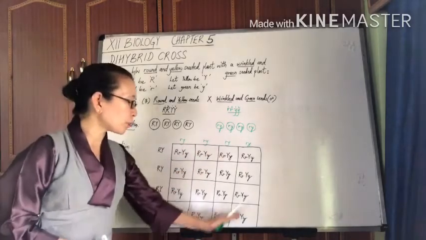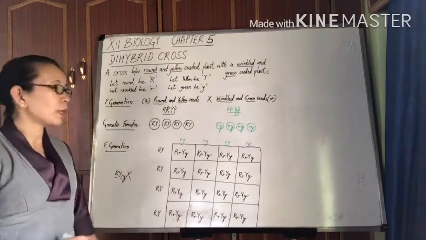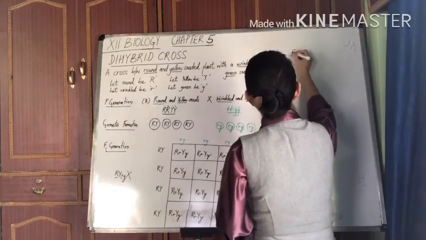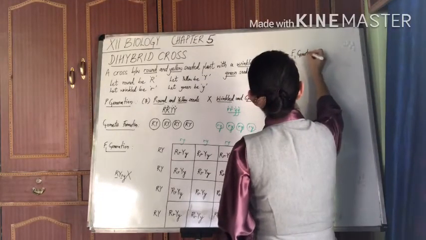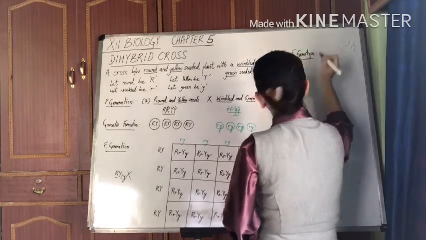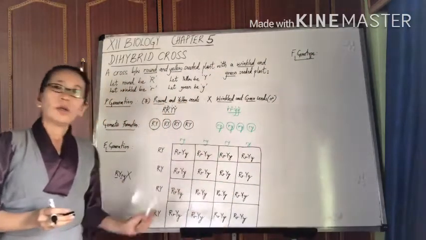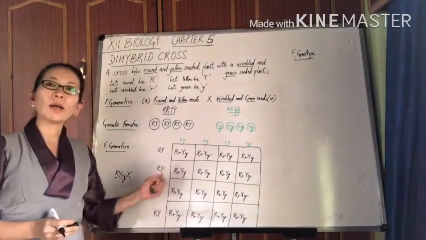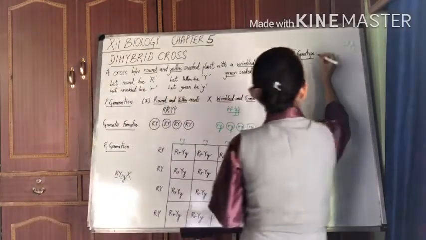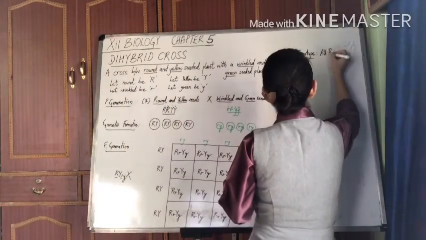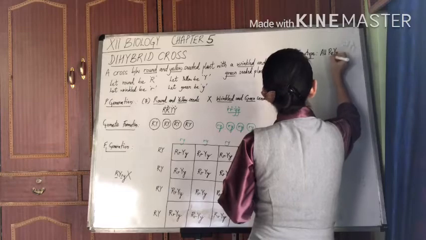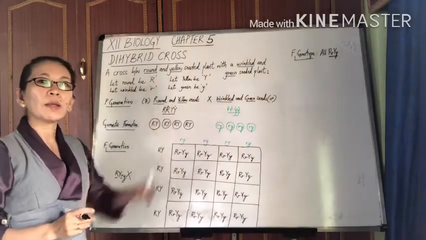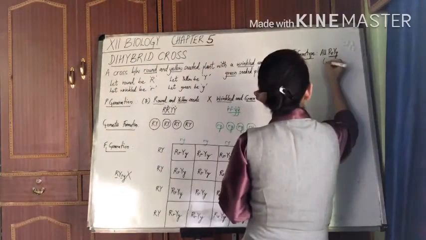Now we are going to be making the observation of the genotypes. So what about the F1 genotype? Although we have 16 possible combinations, all of the combinations are the same. So we have all capital R, small r, capital Y, small y. 100% of the F1 plants have this kind of genotype.